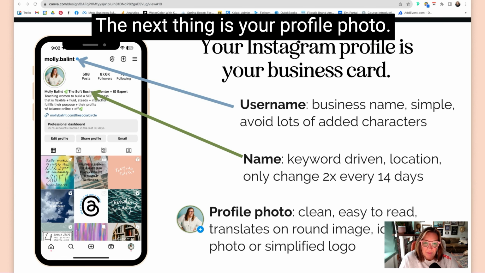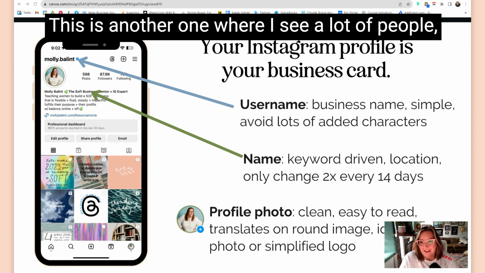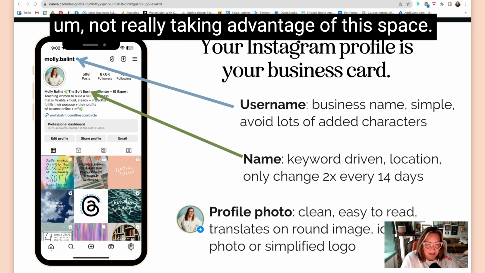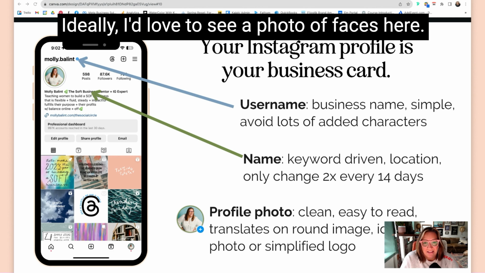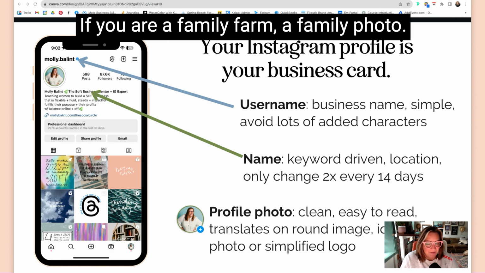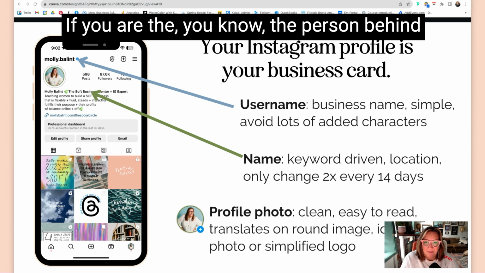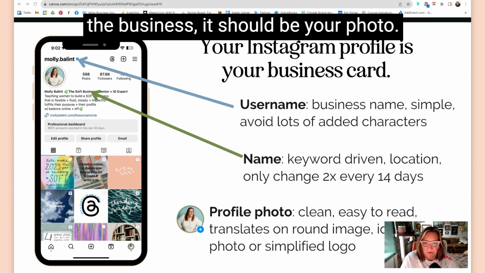The next thing is your profile photo. This is another one where I see a lot of people not really taking advantage of this space. Ideally, I'd love to see a photo of faces here. If you are a family farm, a family photo. If you are the person behind the business, it should be your photo.